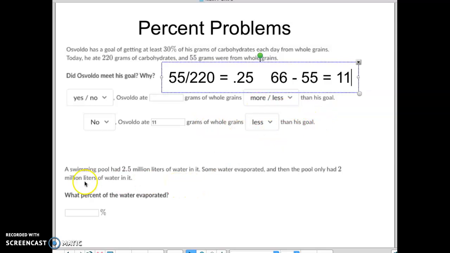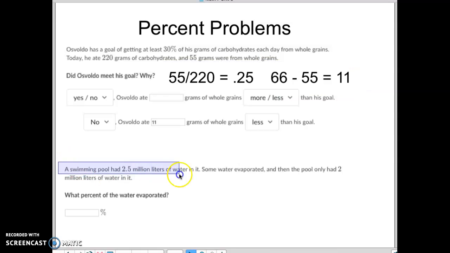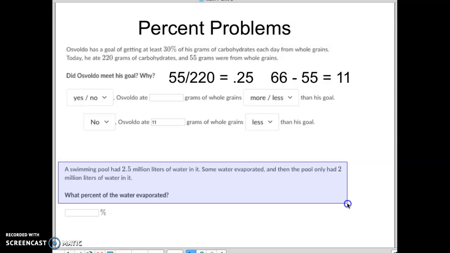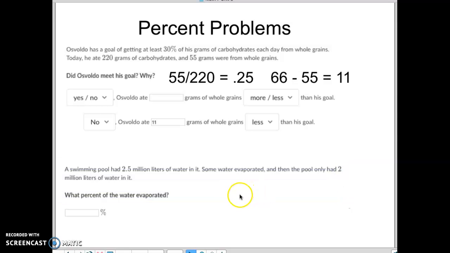Let's try one more. A swimming pool has 2.5 million liters of water in it. Some of the water evaporated until it only had 2 million liters left in it. What percent evaporated? Well, let's see here.